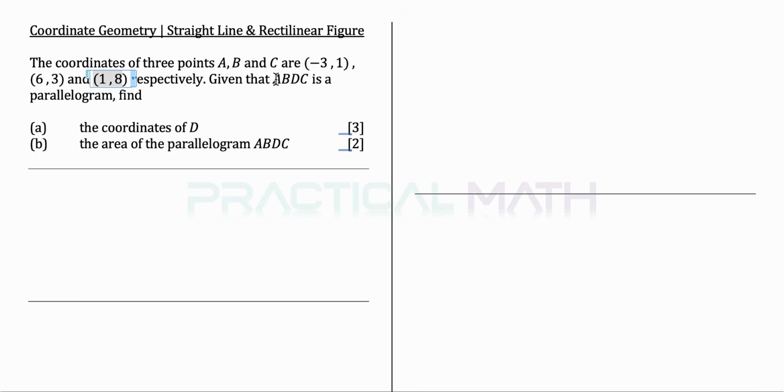respectively. Given that ABDC is a parallelogram, find in part A the coordinates of D, that's a 3 marks question, and in part B the area of the parallelogram ABDC, and that's a 2 marks question. Okay, you might want to pause this video to give this question a try, and when you're ready, keep watching.